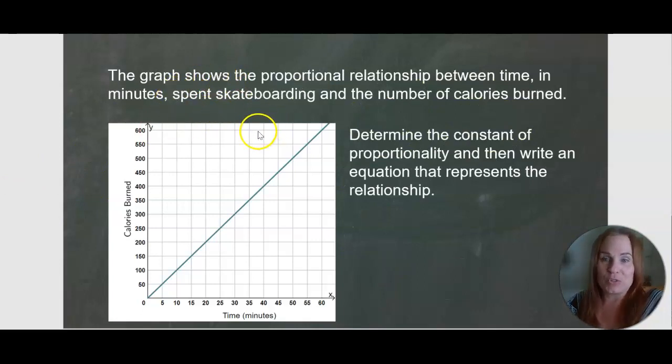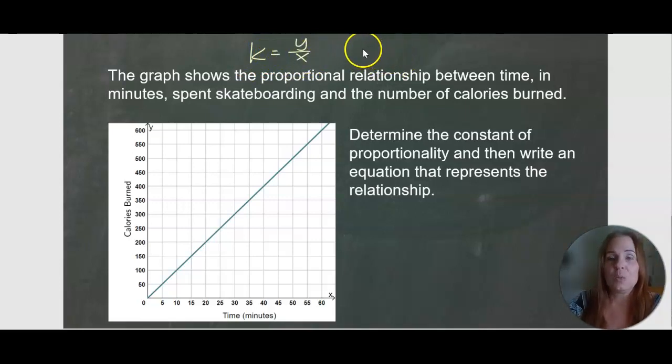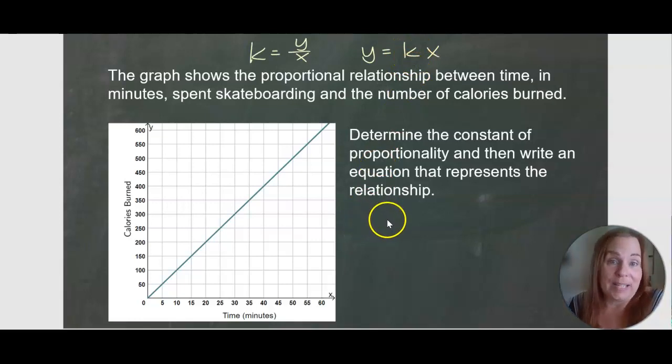Okay, let's try one more. The graph shows the proportional relationship between time in minutes spent skateboarding and the number of calories burned. Determine the constant of proportionality, then write an equation, right? So we have our two equations. I'm going to write them up here at the top. We know that k is going to be found by doing y divided by x. And once we have k, we know that we can just put it right into this equation, right? We just put the number right there.